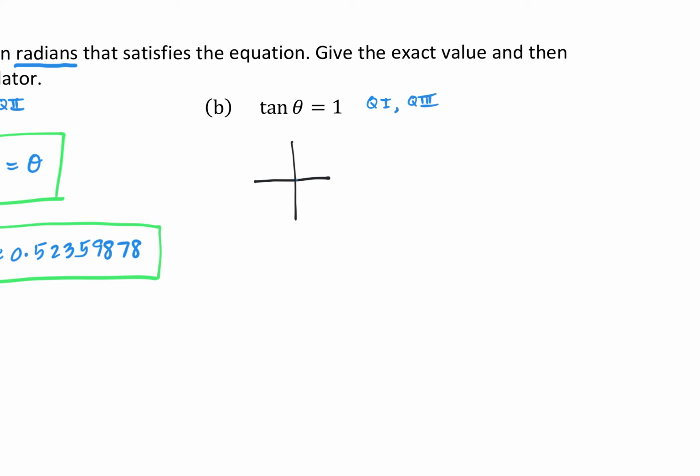So in quadrant 1, that would be at pi over 4. In quadrant 3, that's 5 pi over 4. So again, I'm choosing the acute angle, and that would be positive pi over 4. So the theta that I'm looking for is pi over 4.